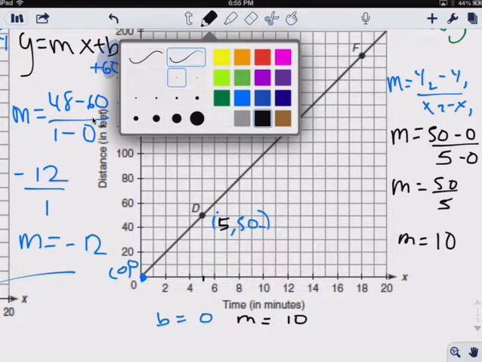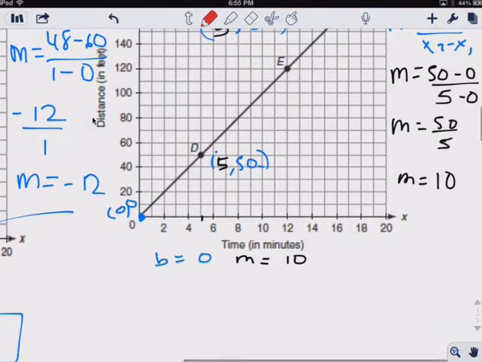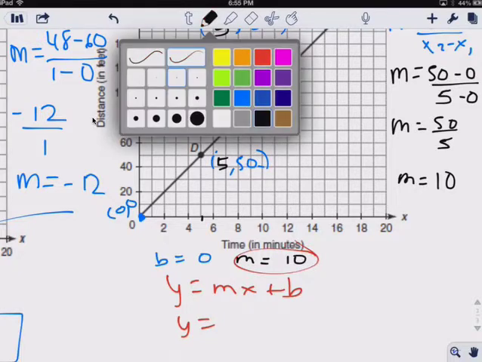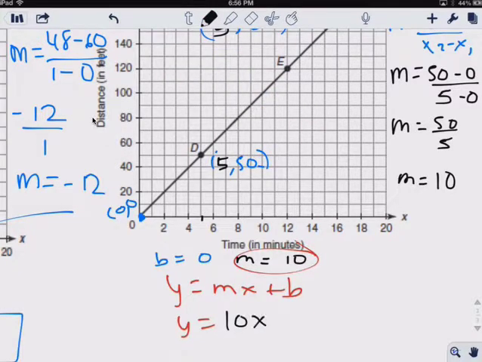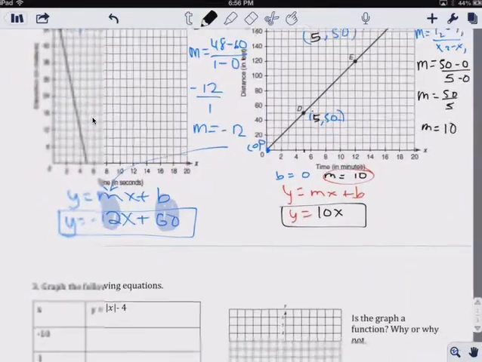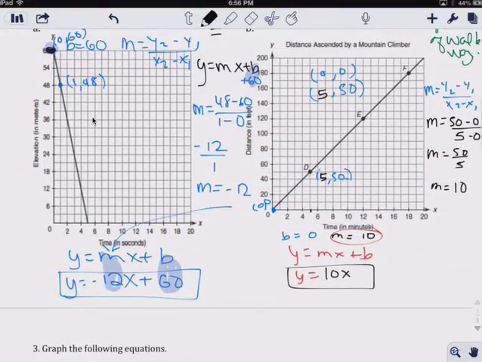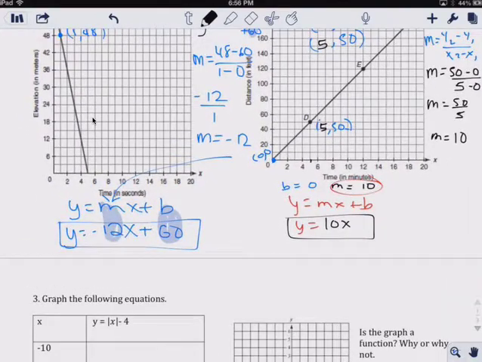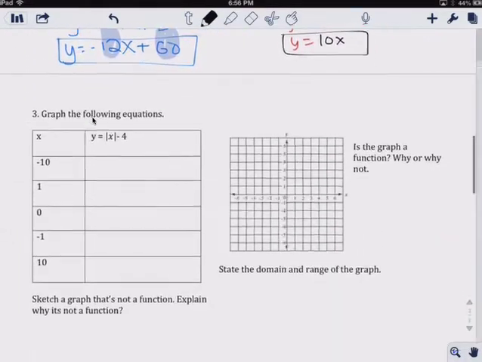So I'm going to use slope-intercept. y equals mx plus b. So y equals m, in place of m I put 10, x, and b is 0. Or I can just write that. That's good too. Same thing. Okay? If you get confused by this, you can always use point-slope, which is a lot of work, but comes out to the same answer.